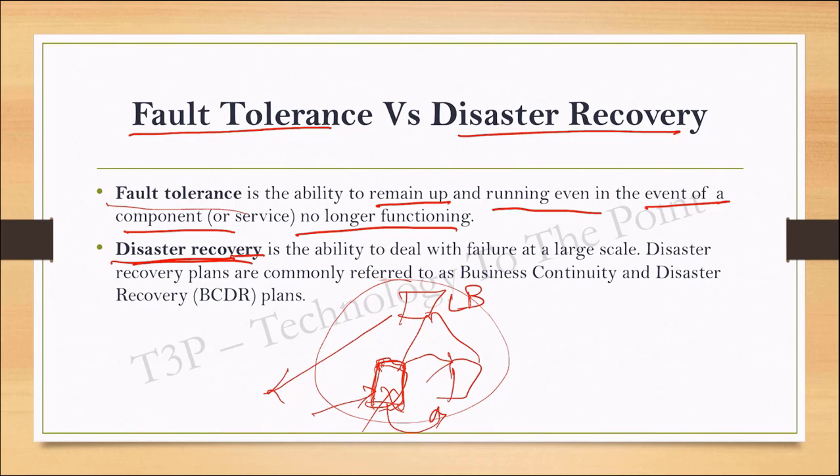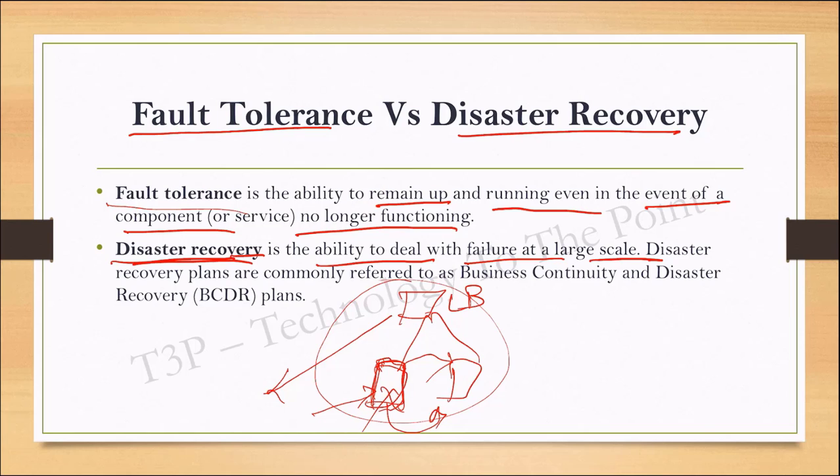What is disaster recovery? Disaster recovery is the ability to deal with failure at a larger scale. That means, for example, if a natural disaster comes to any region or location, it can impact your whole data center. That means a whole availability zone as well as a whole region can be impacted. Natural disasters like floods or earthquakes are examples of that.